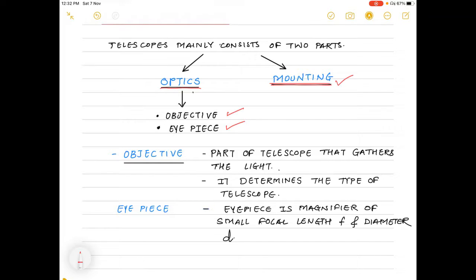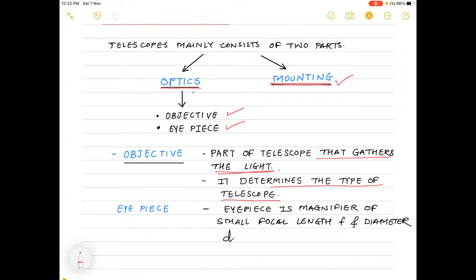Now what is an objective? Objective is a part of the telescope that gathers the light. So it is obvious that the objective will always be facing towards the object that we are going to detect, or it will be closer to the object that we are going to detect. As I said earlier, it determines the type of telescope. Depending upon different types of objective, there are different types of optical telescopes.